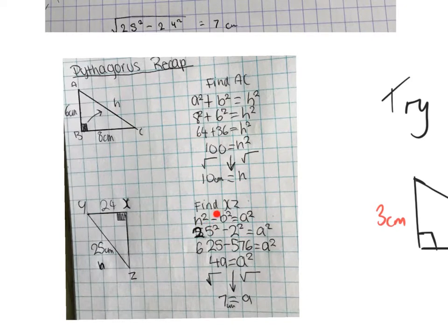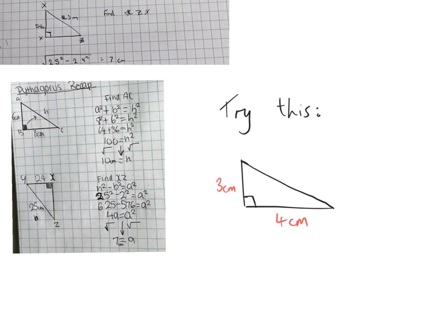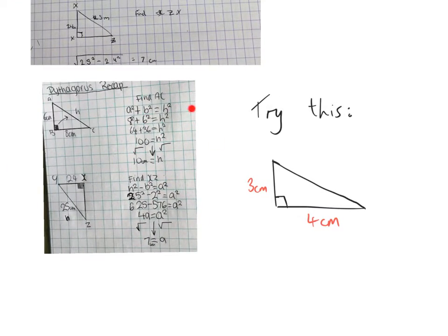This one here, done really well. This time you're given the hypotenuse, so you do the hypotenuse squared, take away the other one squared to get 49. Square root both sides, 7 centimetres is equal to a. Can you have a go at doing that now using this as an excellent solution?